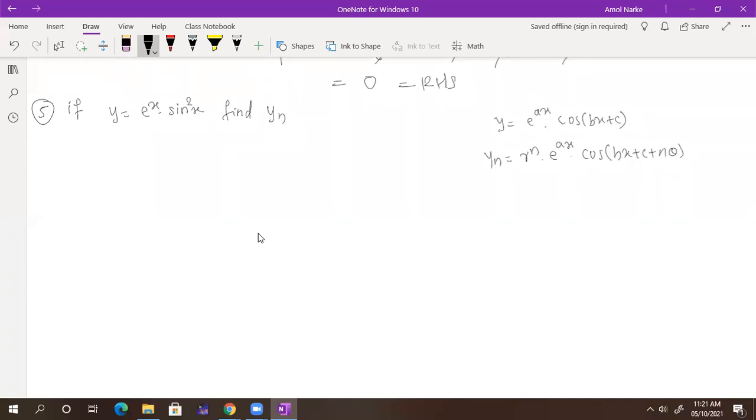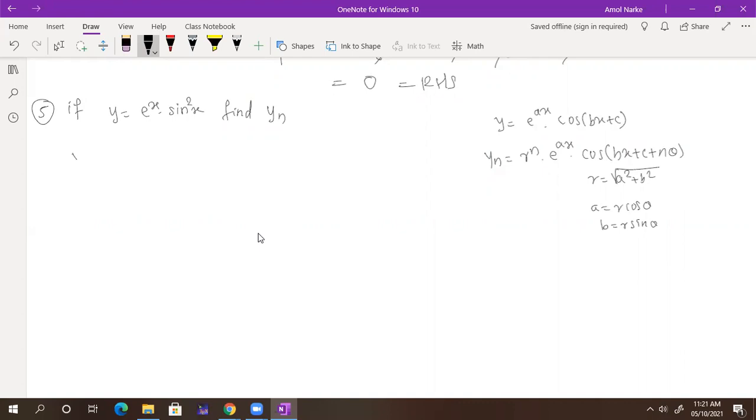That is what you have, no? r cos n theta, where r is equal to, what is r equal to? a square plus b square. You can write a as r cos theta and b as r sin theta. But how can we apply it here, because we have sine square here? Sir, we can convert sine square to (1 minus cos 2x) by 2.